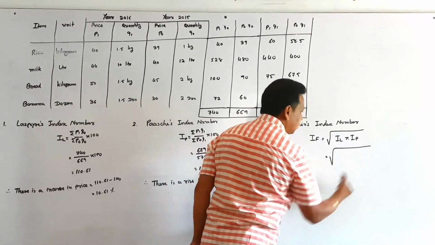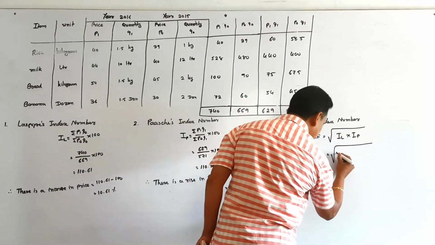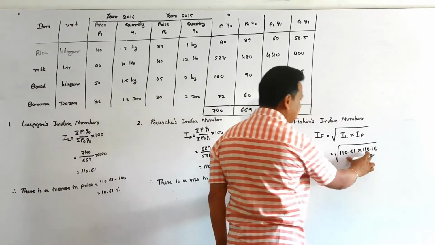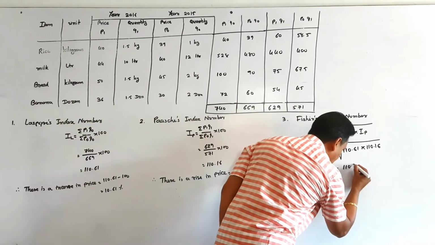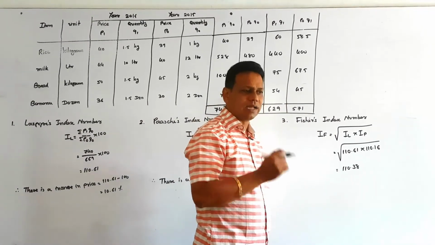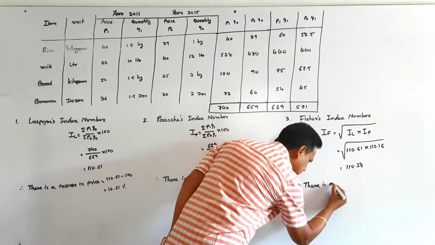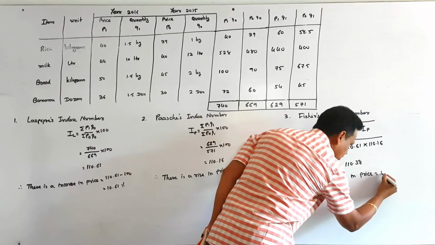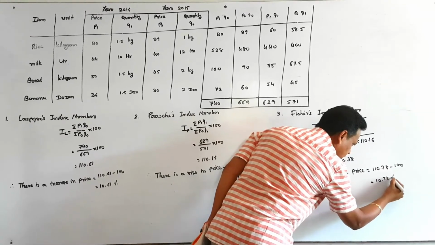Here we have to put the answers of Laspeyres index number and Paasche index number. The product 110.61 into 110.16. After using your calculator, we are able to get the answer. I have to mention our answer here, 110.38. Again, the excess part above 100 is called rise in price. So we have to mention every time there is a rise in price equal to 110.38 minus 100, it is 10.38 percent.